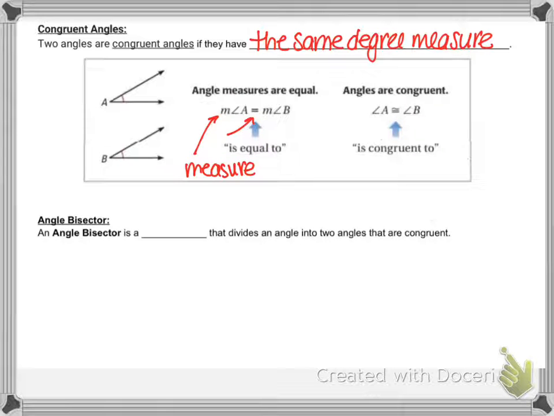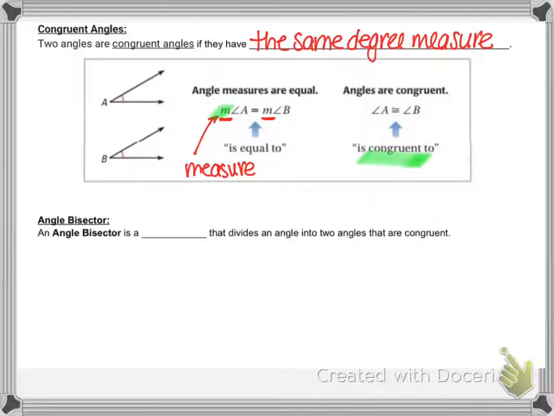And we show that by using the little m for measure. If we're not talking about the measure, if we're just talking about a picture or a drawing of an angle, we just say angle A is congruent to, use that symbol, angle B. So angles are congruent, angle measures, so we literally have to use measure, are equal. So get some of this out of here so it's not as confusing.